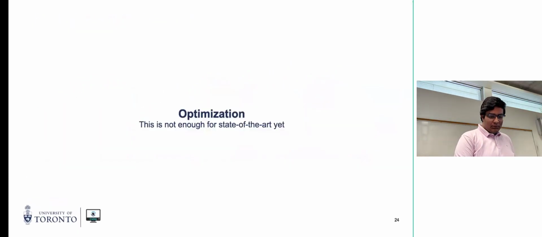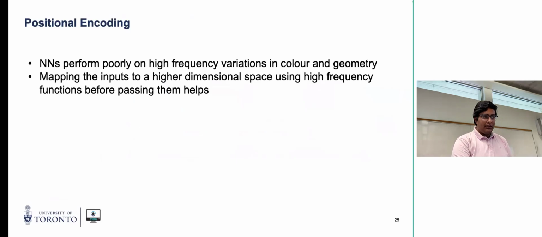So what we have done so far is not really enough for being state of the art yet. We need to make some more optimizations by using some other tricks. So let's talk about them. The first of which we use is positional encoding. The issue here is that neural networks perform poorly on high frequency variations, especially in color and geometry.